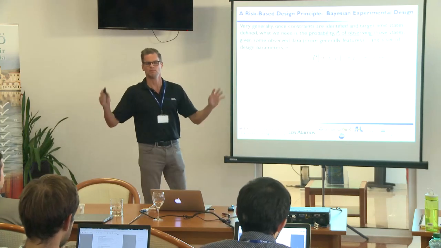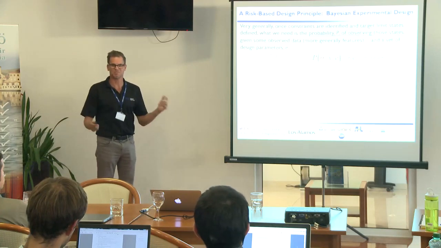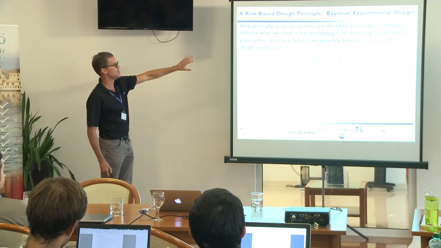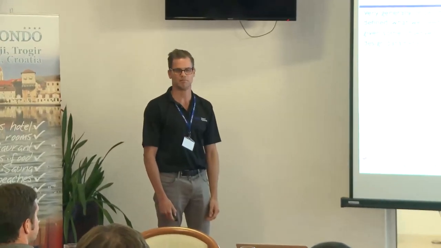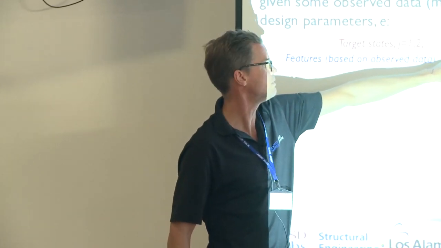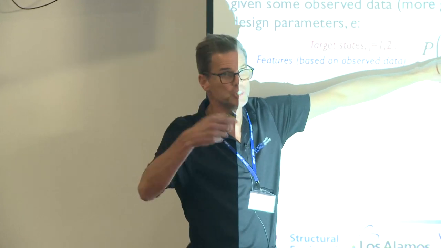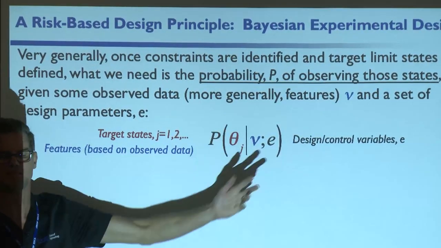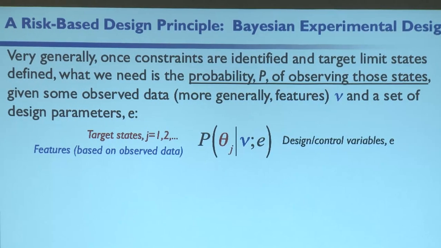So what do we want? A little bit of math now, apologize, but this is basically what Daniel was talking about. Different notation, different idea. Very generally, once you identify the constraints and the target limit states, what you need is the probability of observing those states given that you measured features, right? That's what we want. We want the probability of observing whatever target state or states we want, given that we've measured features. This could be raw data, or it could be something more sophisticated, like the mode shapes or whatever, for some fixed design. That's all the possibilities that go into the design of the SHM system, where you might put sensors, what kind of sensors, how often do you query them, et cetera, et cetera. Okay? That's what you want.